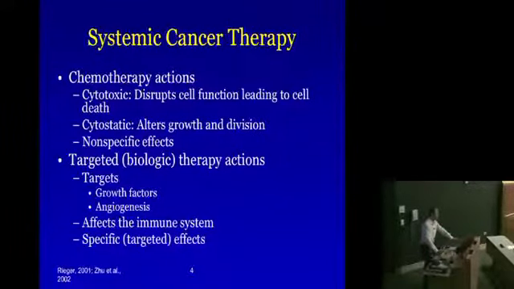And so if we think about systemic cancer therapy and what our goals of therapy are, one is the action of chemotherapy, and these agents could either be cytotoxic, which means they disrupt the cell mechanism and function, and they cause cell death. The other option is to be cytostatic, which is to alter growth and division. Or they could be nonspecific and affect the cancer cell without us really knowing the mechanism of action. When we look at biological therapies and actions, these are targets that are either going to affect growth factors, they're going to affect angiogenesis, they're going to affect the immune system, or they're going to have specific targeted effects on specific targets, whether or not we know what these targets do in the cancer cell.